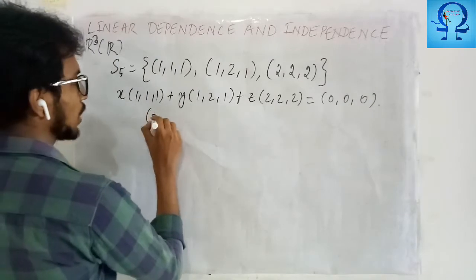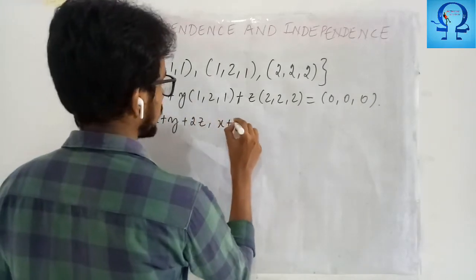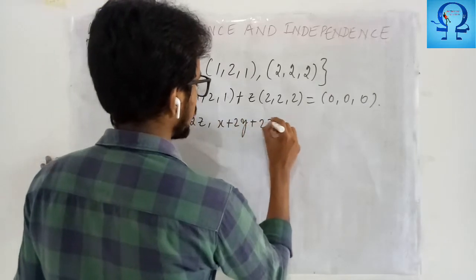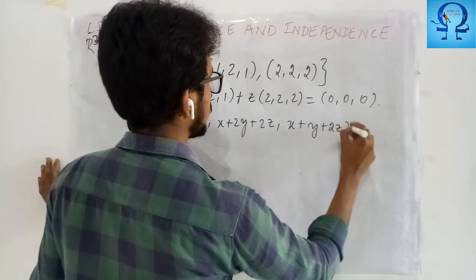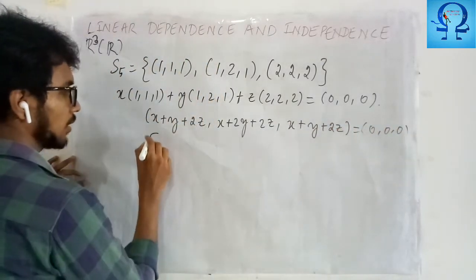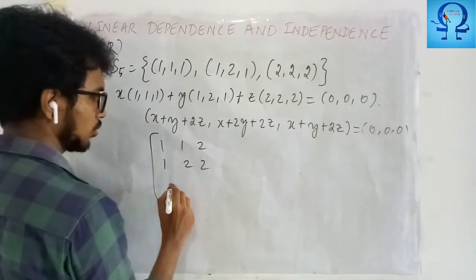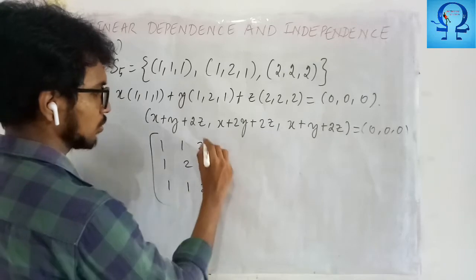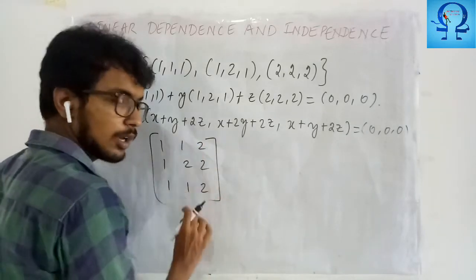So what am I going to get? I am going to get x plus y plus 2z, x plus 2y plus 2z, x plus y plus 2z, which is to be equated to 0, 0, 0. When I write that in matrix form, I will get 1 1 2, 1 2 2, 1 1 2. Here you can see the two rows are equal.